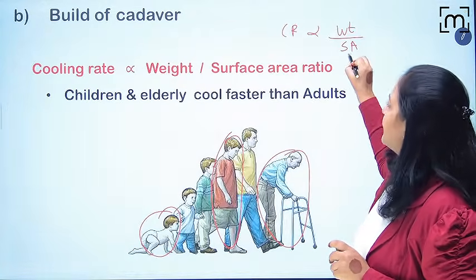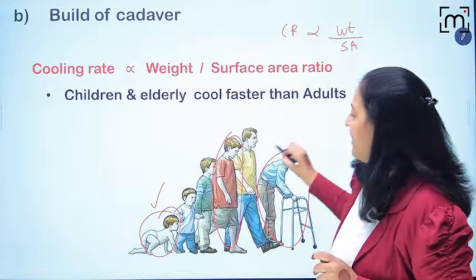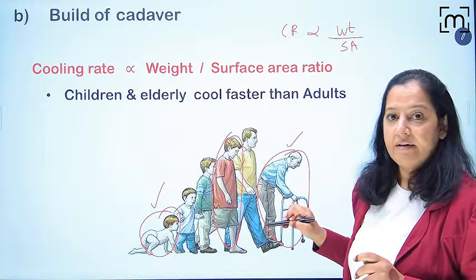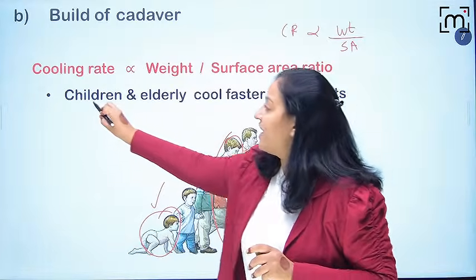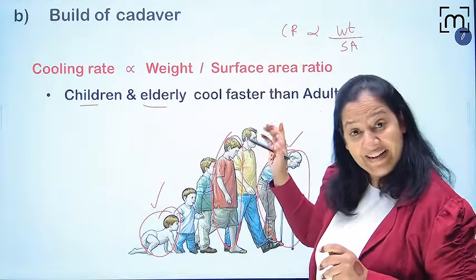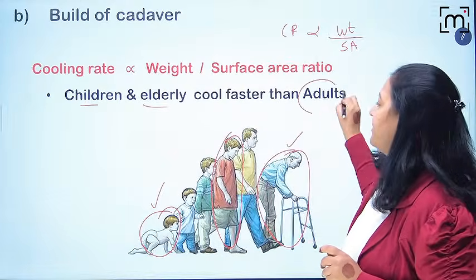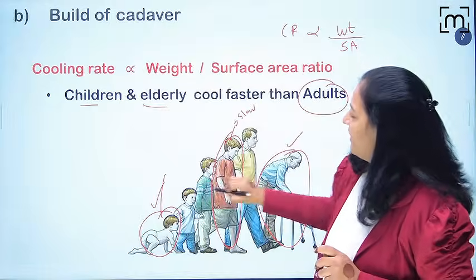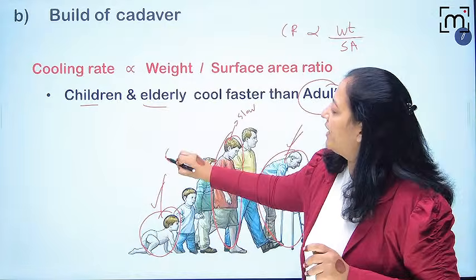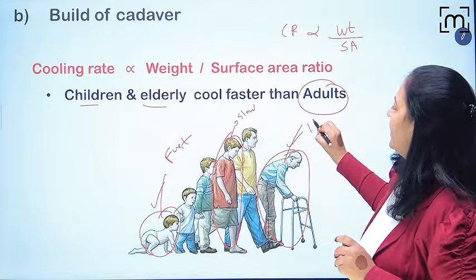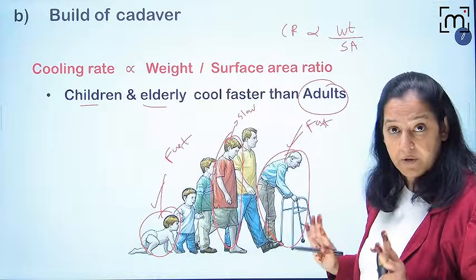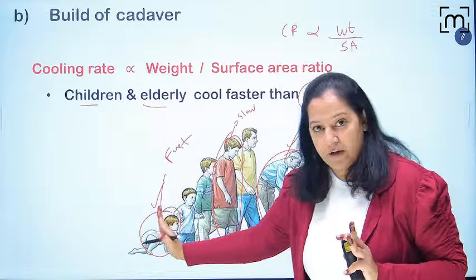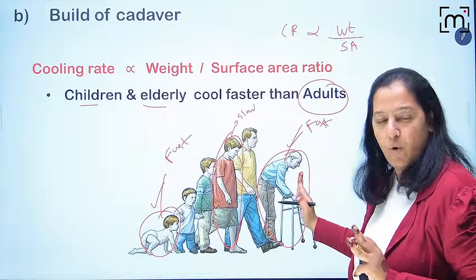Okay. So weight upon surface area is high in children and old as compared to adult. So cooling is faster in children and old as compared to adult. In adult, cooling is slow, but in children and old, cooling is fast. I'm talking about the dead body. Suppose there is a dead body of a child, adult, and old.